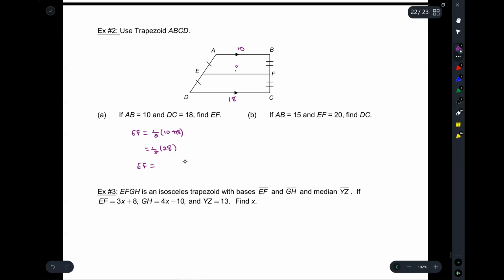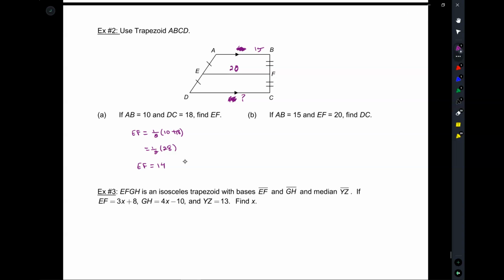So that's 14. Next, let me reset my diagram here. Oh, I can't erase for some reason. Oh, okay. That's fine. So we'll say AB is 15, EF is 20, and I want to find DC.